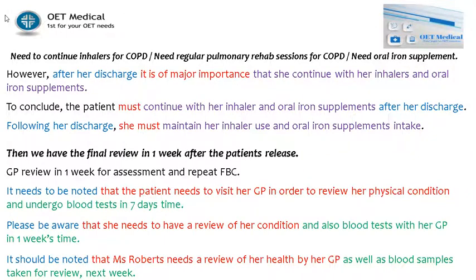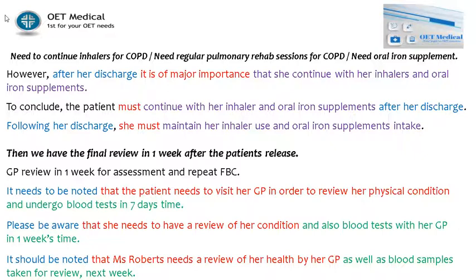Now, this talks about her discharge and a review. Again, all these things are in the notes. So the need to continue inhalers for COPD, the need for regular pulmonary rehab sessions, and the need for oral iron supplement.